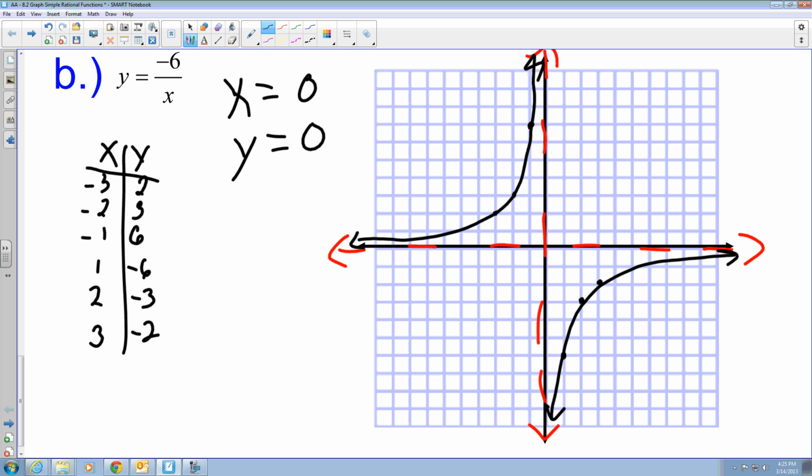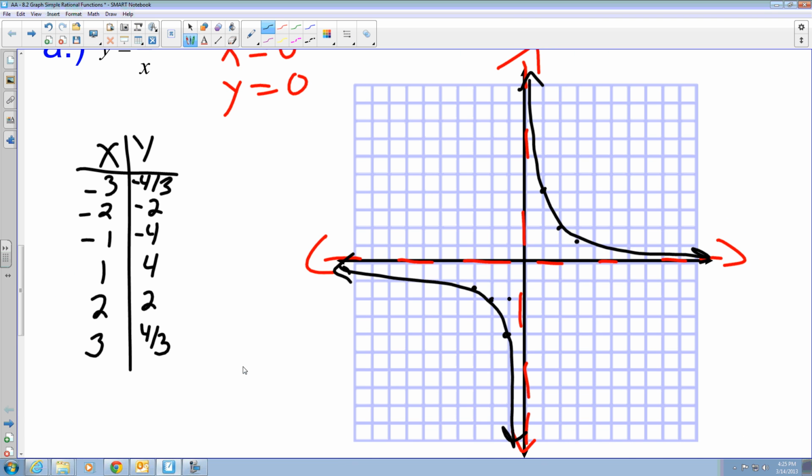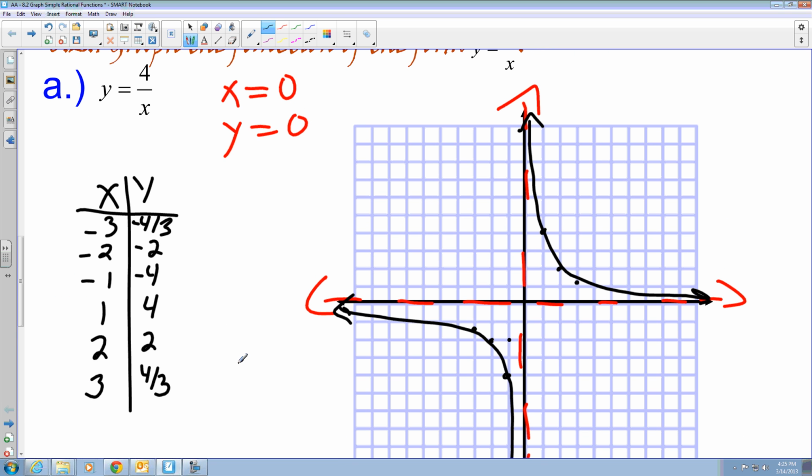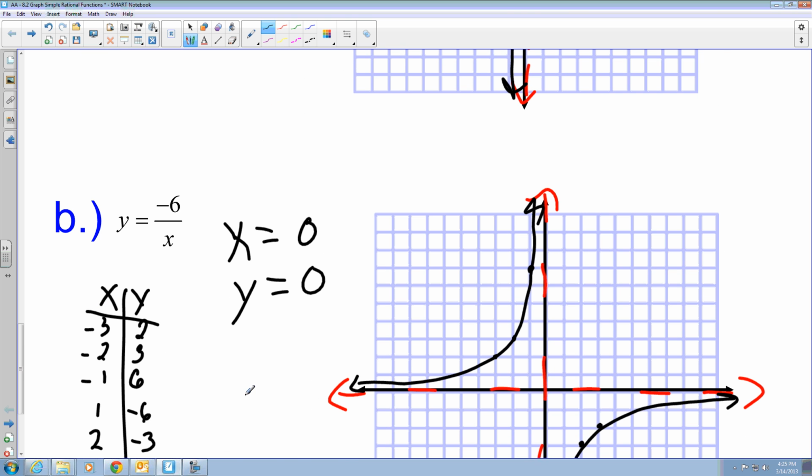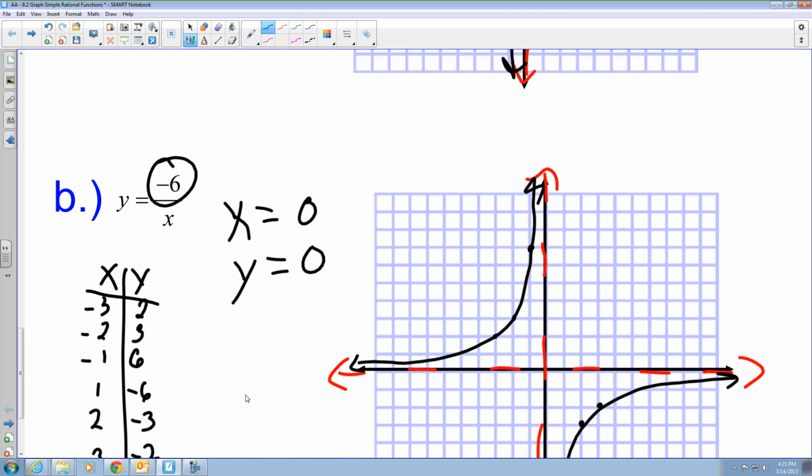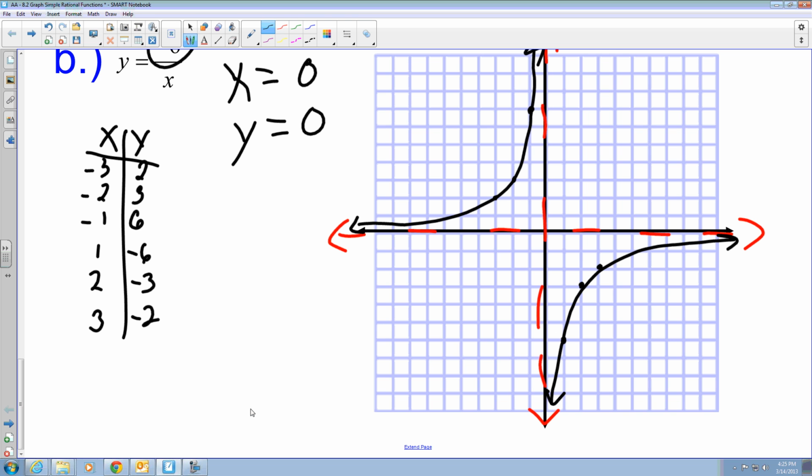And if you noticed, my curve here is in the second quadrant and fourth quadrant, and beforehand it was in the first and third. That's dictated by the fact that here I had a +4, and here I have a -6. So if I have a negative value there, that changes the direction of my curve. So keep that in mind.